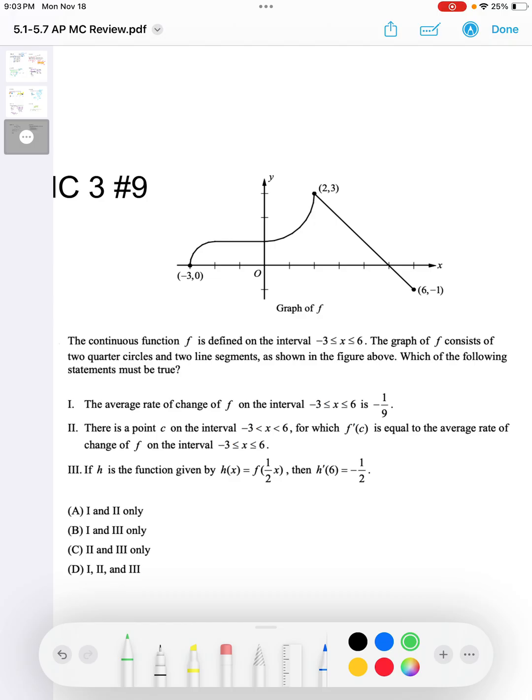So the average rate of change from negative 3 to 6 is negative 1/9. So the average rate of change is going to be the slope of the secant line. That's right here. So I'm going to go negative 1 minus 0 over 6 minus a negative 3. Which is going to leave me with an answer of negative 1 over 9. So this is true. If I know this one is true, then I know C is not an option.